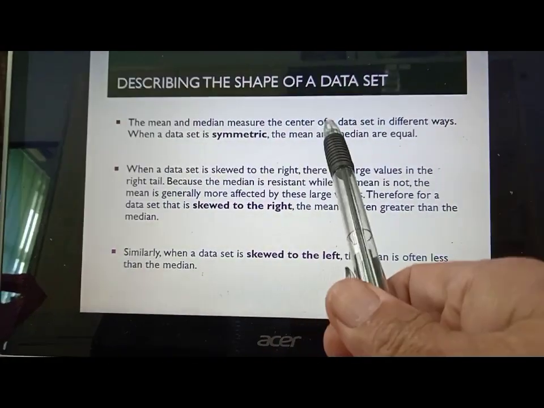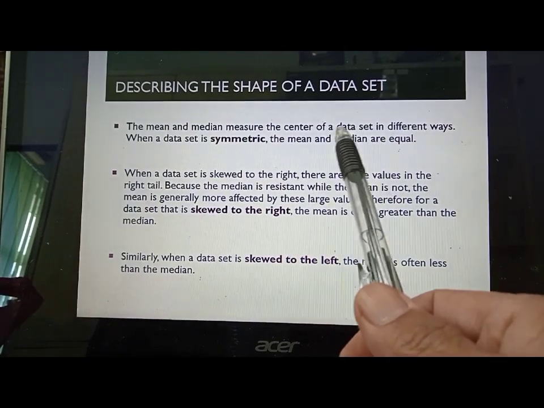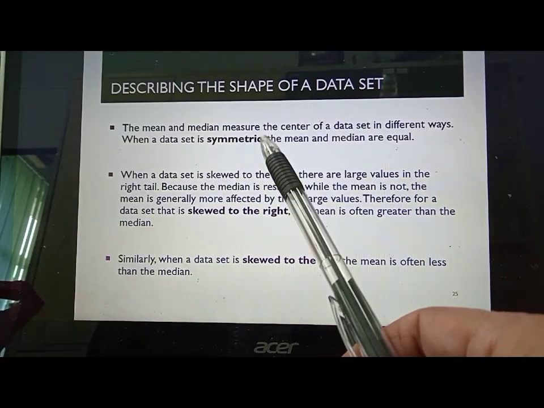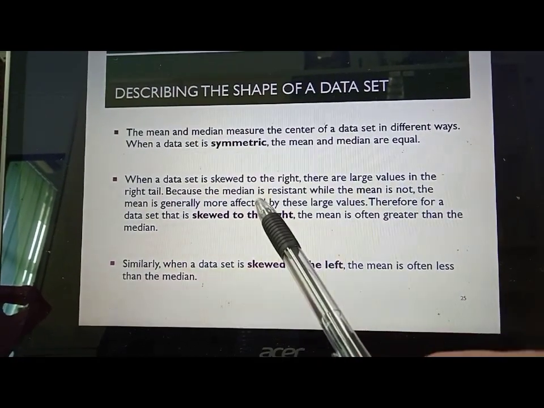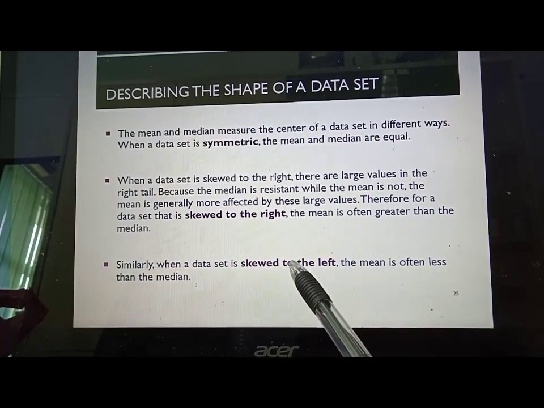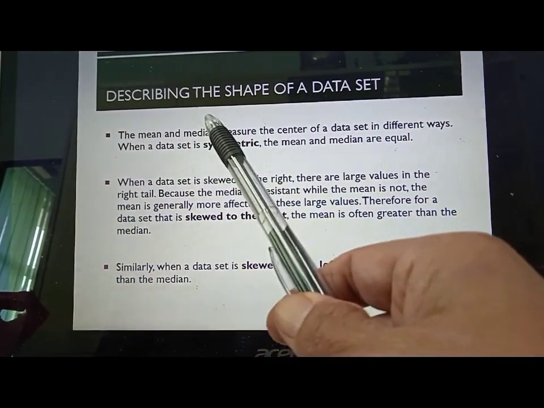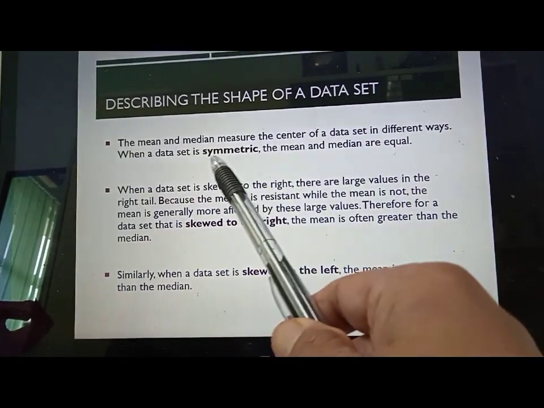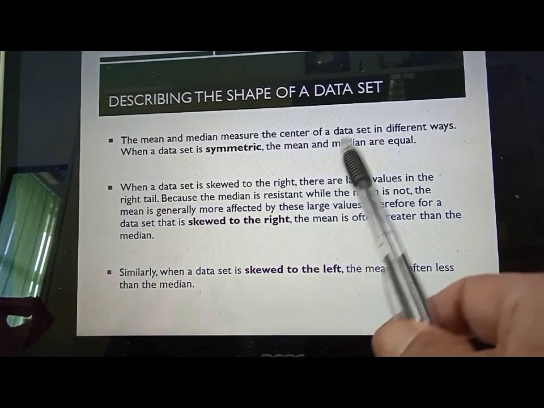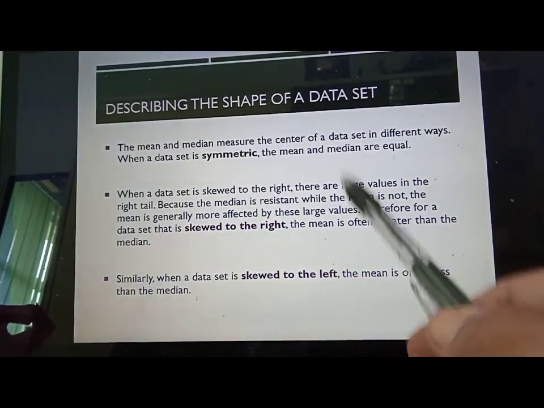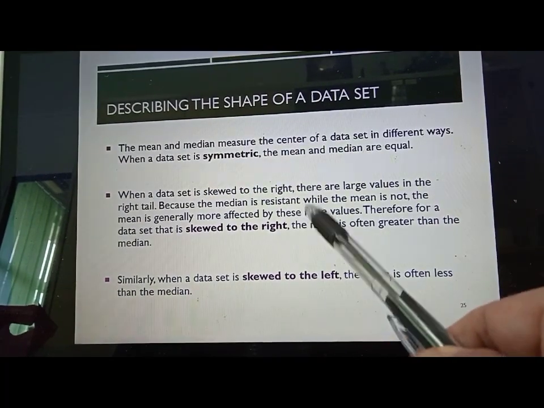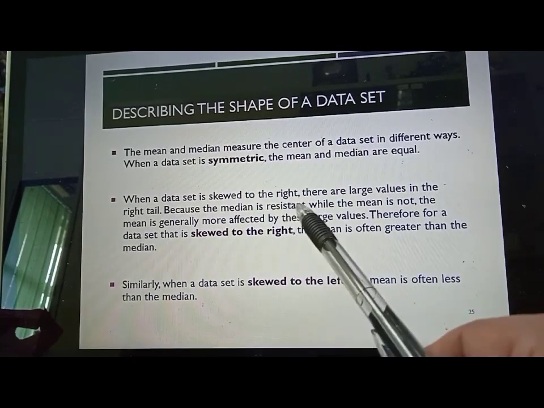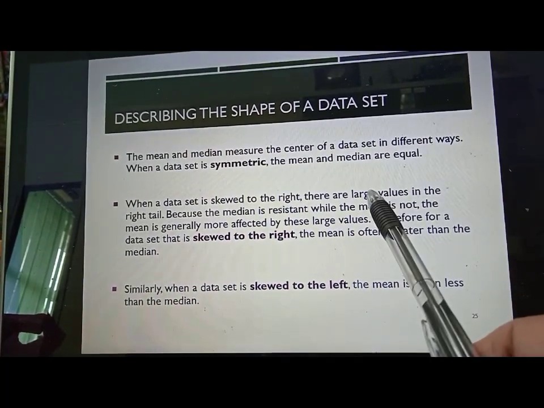Okay, now we want to describe the shape of a data set. Okay, earlier we have learned about distribution which is symmetric and distribution which is skewed to the right and skewed to the left. Okay, now mean and median measure the center of a data set in different ways. So when data is symmetric, mean and median are equal. So kalau data tu symmetrical, balance left and right, so mean and median are equal.